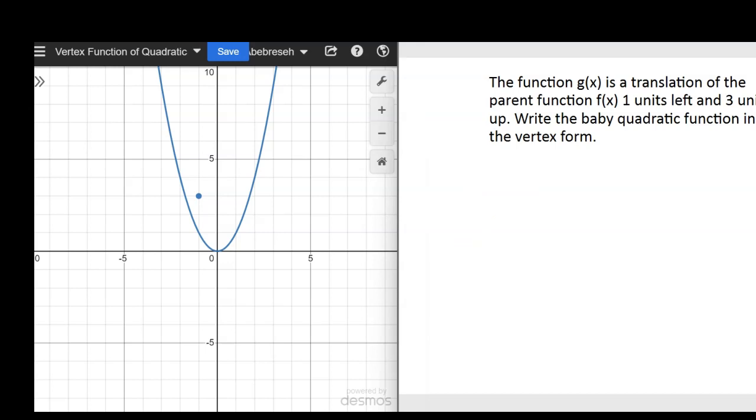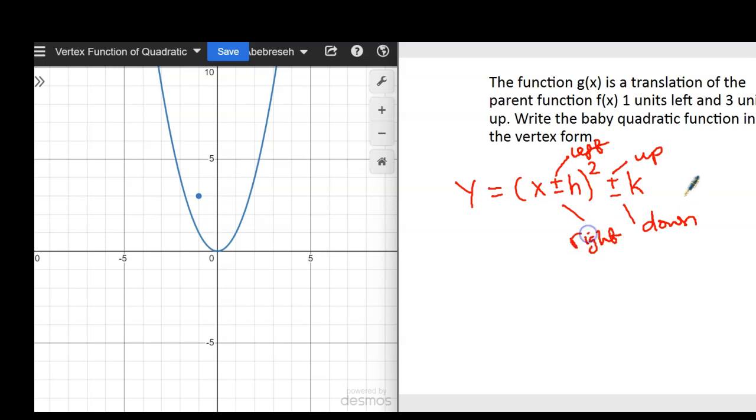So in our previous lesson, we gave you this x plus or minus h all squared plus or minus k. And we said this is up, this is down, this is left, and this is right. So since they are talking about that, the equation is just going to be x, it's left, so plus 1 all squared, and it's up, plus 3. And that is the equation.